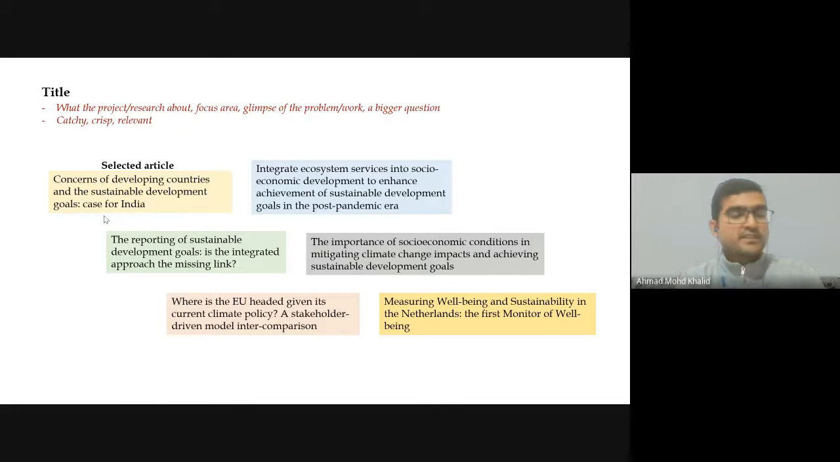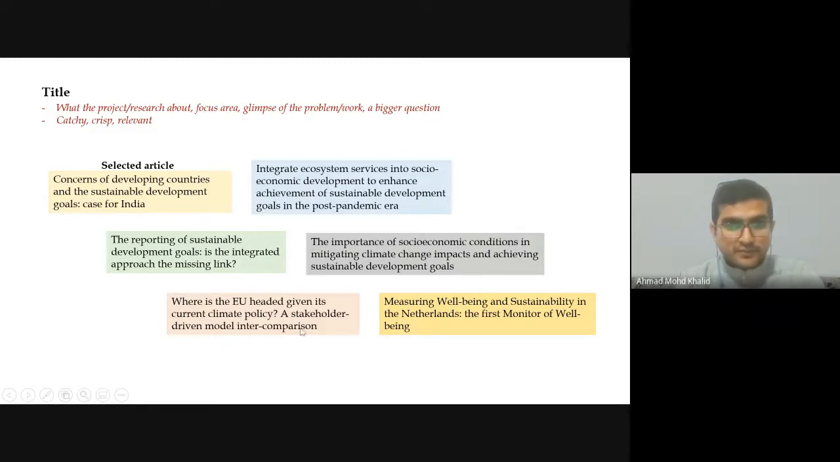So three things are very clear. We are talking about problems of developing countries. We are talking in reference to sustainable development goals, and it is also clear the author will talk about India. So it's clear. The title cannot be a simple statement, which is very confusing.